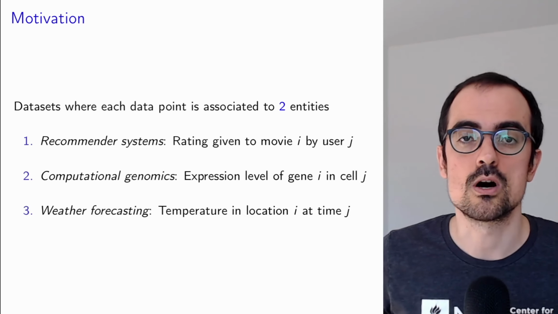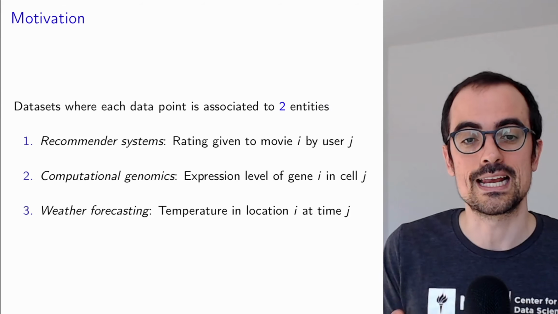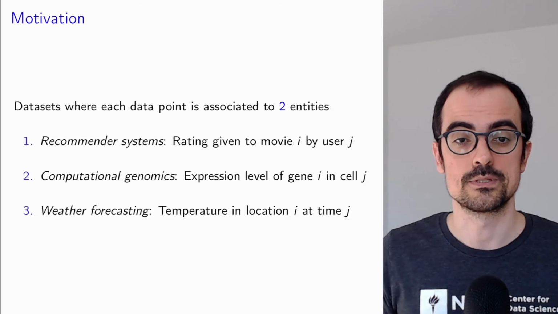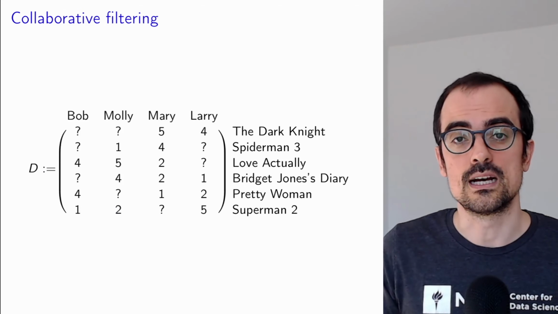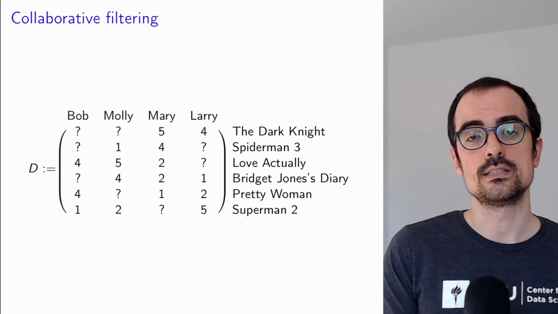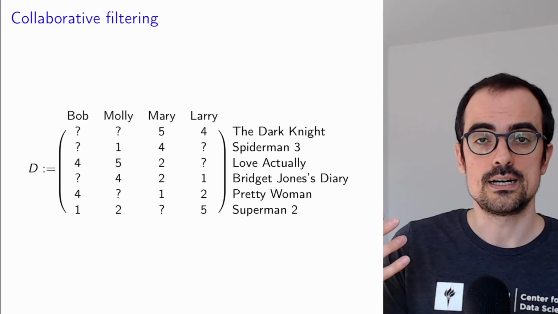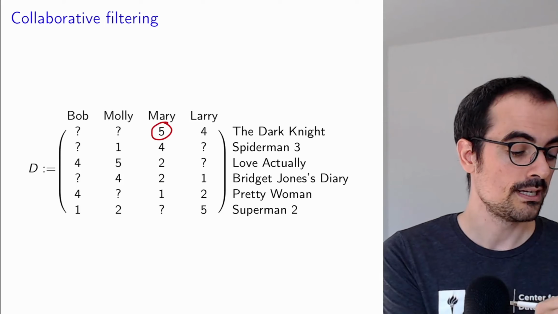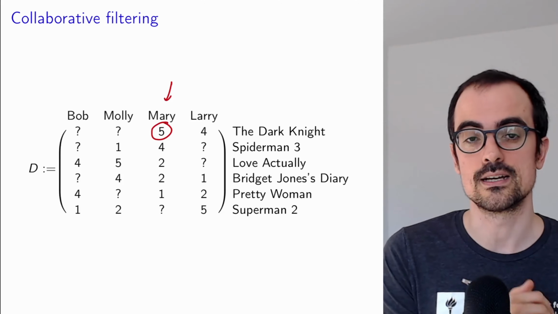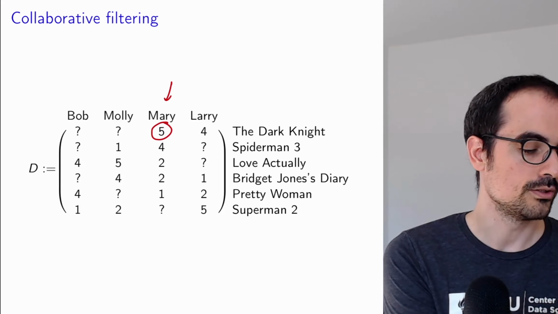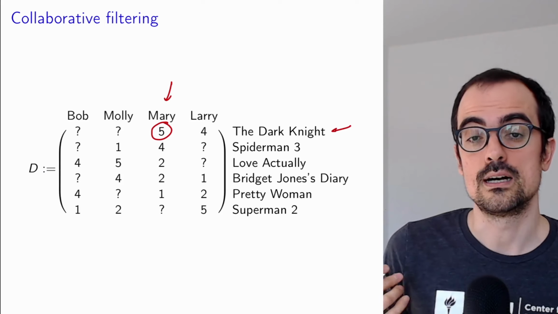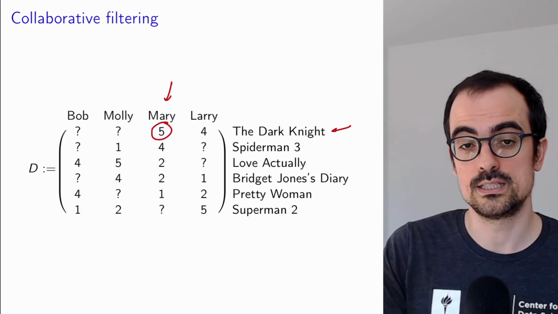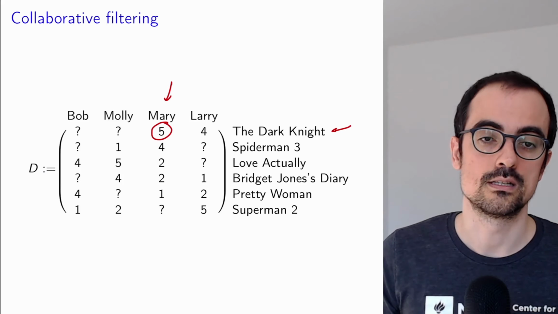And in the low-rank model video, we have an example where we show how to analyze temperature data, where we have temperatures at different locations and different times. This kind of data, where each data point is associated with two different entities, can be expressed as a matrix, where we put the data inside the matrix, and the column indicates one of the entities, in this case a user called Mary, and the row indicates the other entity, in this case a movie called The Dark Knight. So Mary decided to give a rating of 5 to The Dark Knight. These are ratings from 1 to 5, so Mary really liked The Dark Knight.